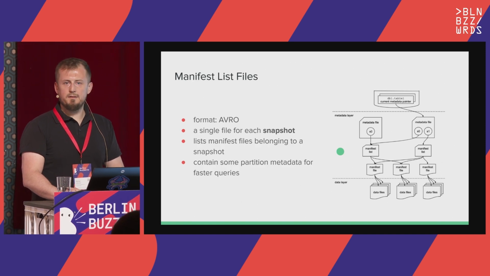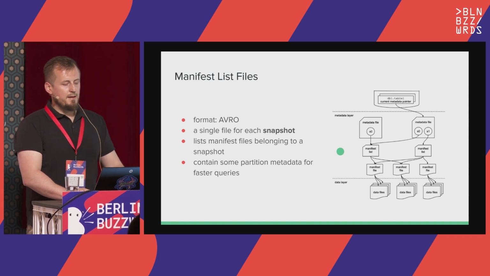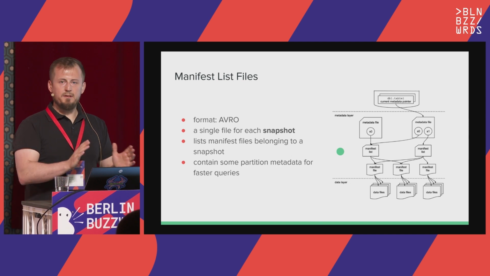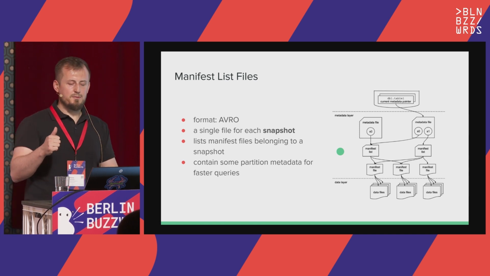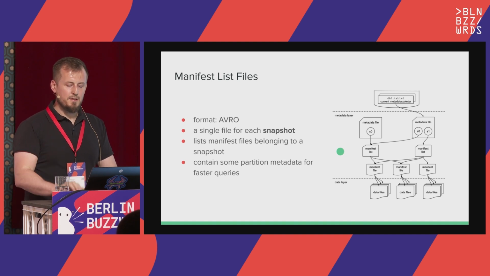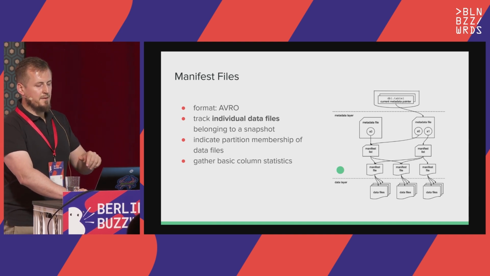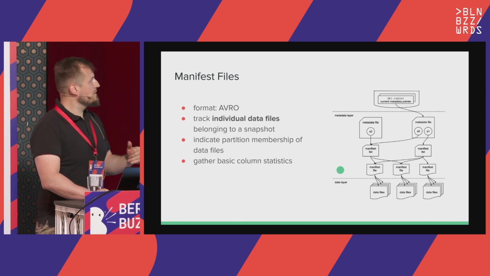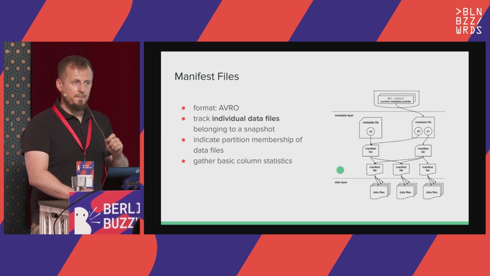Then a manifest list file is stored as Avro. Actually, it's structured as if it was on its own a correct Iceberg table. For a single snapshot, there is a single manifest list file, and this file points to manifest files that represent individual data files. So the manifest files, the bottommost layer of metadata in Iceberg, are responsible for tracking individual data files.